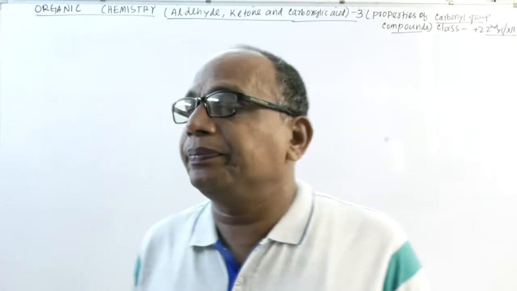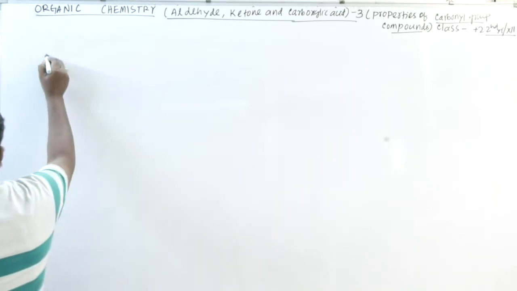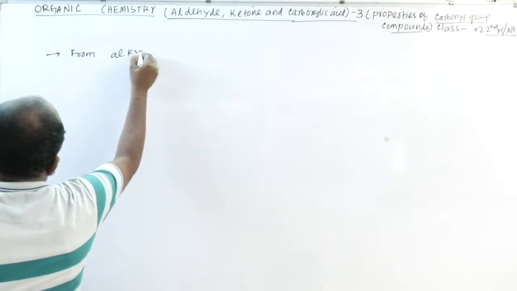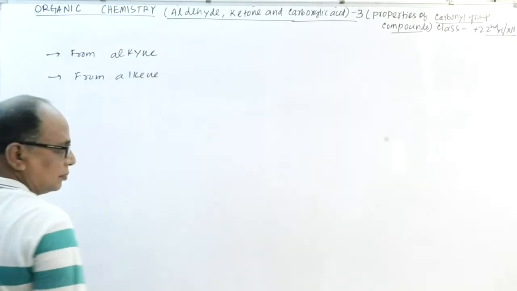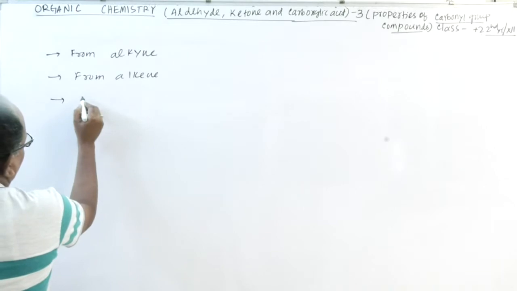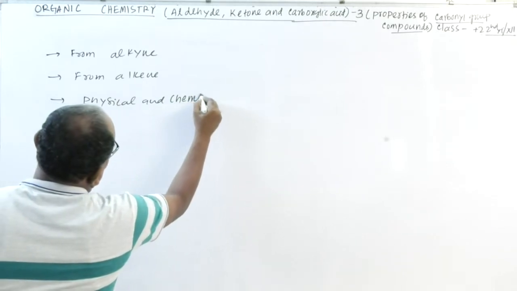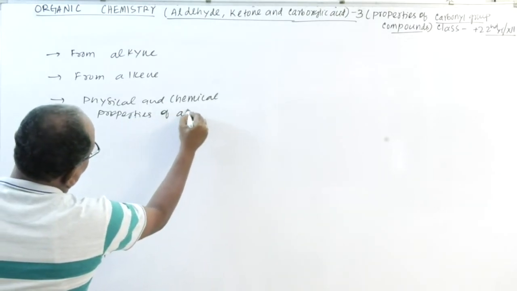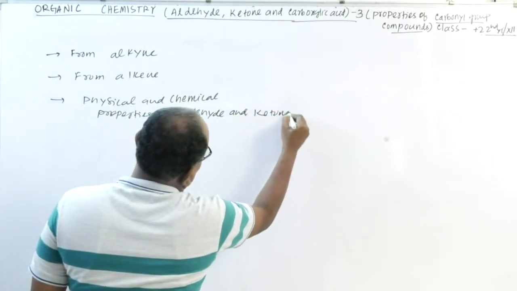And today we discuss some other methods of preparation of aldehyde and ketone, that is, preparation of aldehyde and ketone from alkyne and from alkene, and we will discuss some physical and chemical properties of aldehydes and ketones.